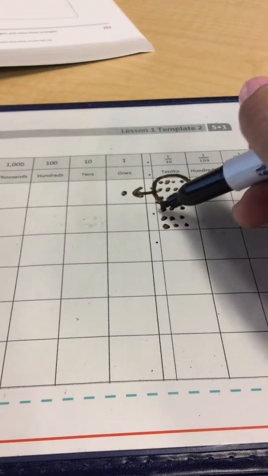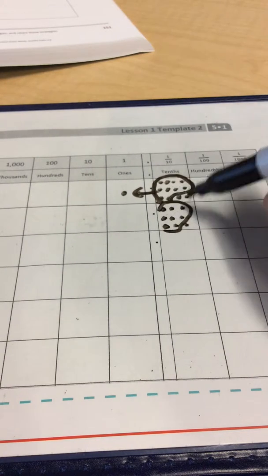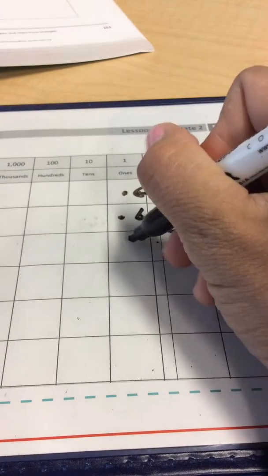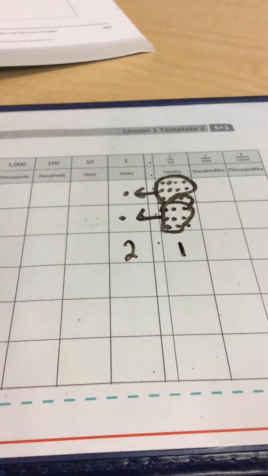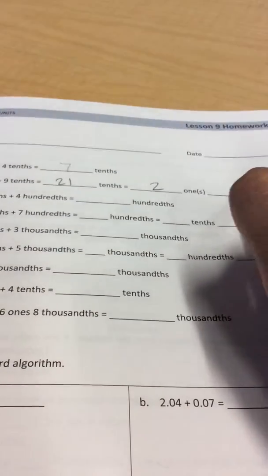And then we have 1, 2, 3, 4, 5, 6, 7, 8, 9, 10. Oops, up here would make another whole. And then we have 1/10 left over, giving us 2 and 1/10. So when we go back over to our homework, we have 2 ones and 1/10.